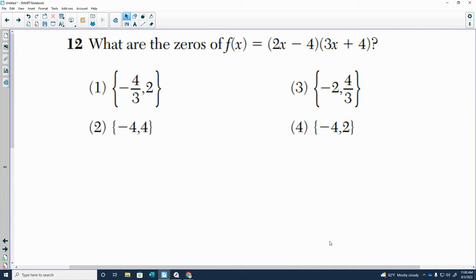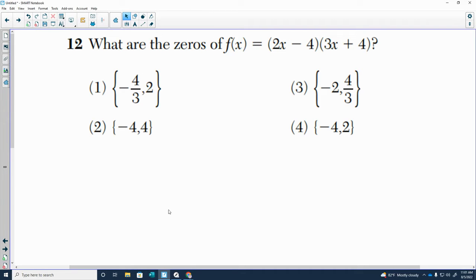Today's mini DESMOS lesson will teach us how we can find or check the zeros of a function that's given in a simple multiple choice question on the Algebra Regents exam. Here's number 12 from June 2022. What are the zeros of f of x is equal to 2x minus 4 times 3x plus 4? Sure, we're going to learn how to do this algebraically, but today we're practicing with our DESMOS graphing calculator.